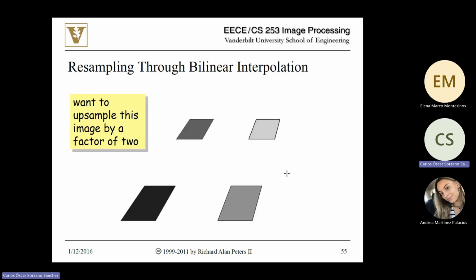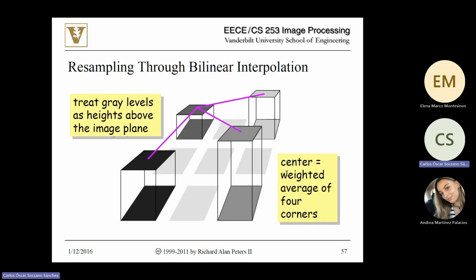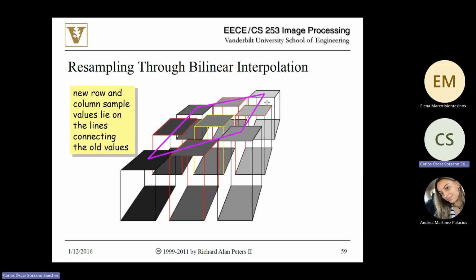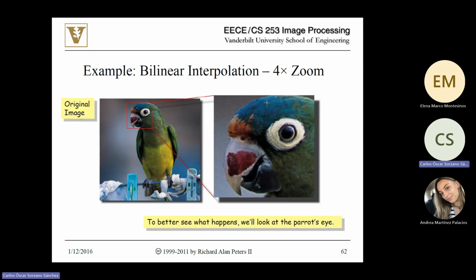Okay, so how to do that? We are taking the 4 nearby values and we are fitting a plane, and we want to evaluate it there. So pick the plane and we evaluate it there. Okay, so let's see the results. We will go later to the equation. Let's see for the moment that it was nice.